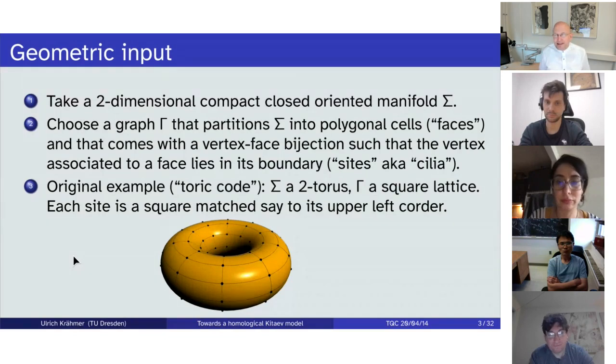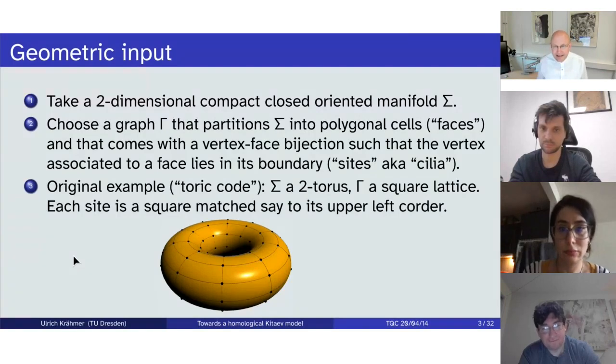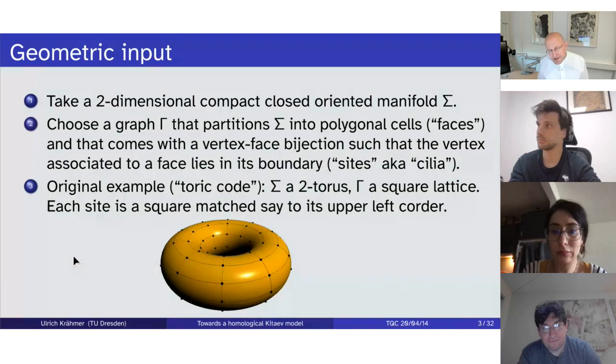Let's say here it's compact, it's closed, it's oriented. So the manifold will be called capital Sigma. And then what happens is that you draw a graph, capital Gamma, onto that manifold. And one demands that this graph now cuts that manifold into small pieces called cells or faces. And these pieces should be contractible. So the manifold gets cut up into small polygonal cells.